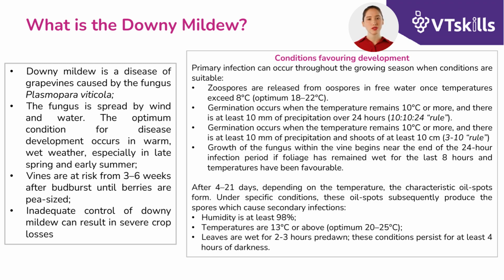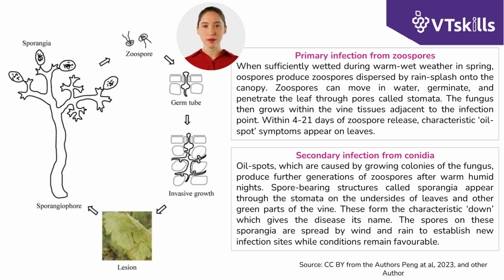It may give rise to new cycles of infection every 7 days, contributing to the progressive spread of the disease if containment measures are not taken. So, to summarize, infection cycles are divided into primary and secondary. Primary infections originate from overwintering oospores in plant residues that have fallen to the ground.